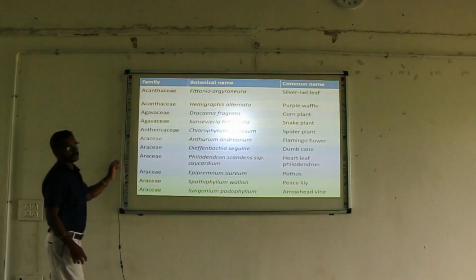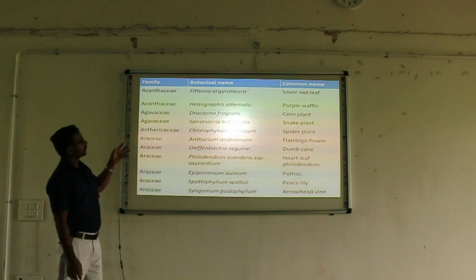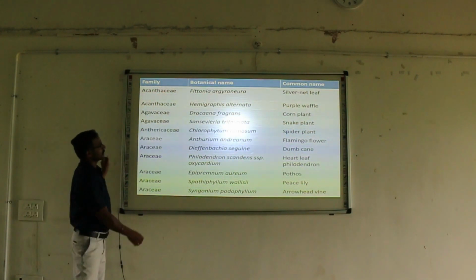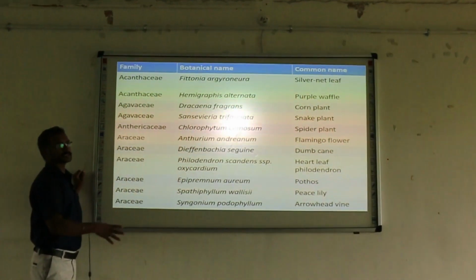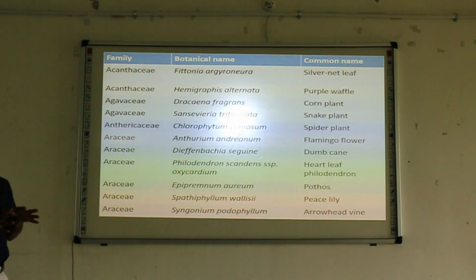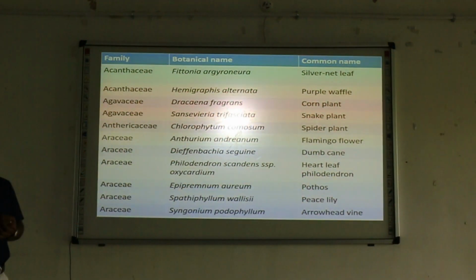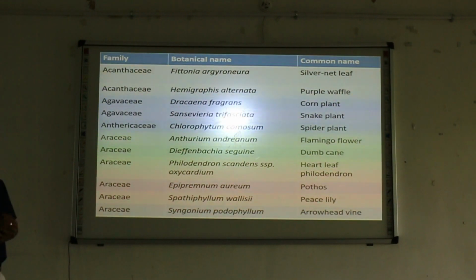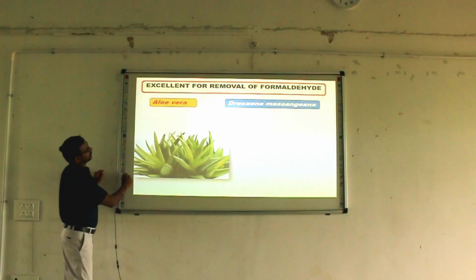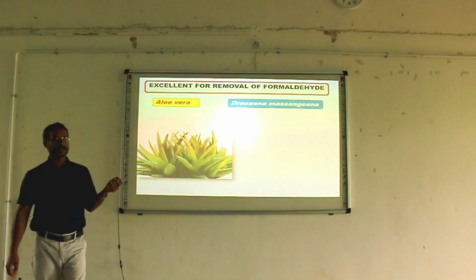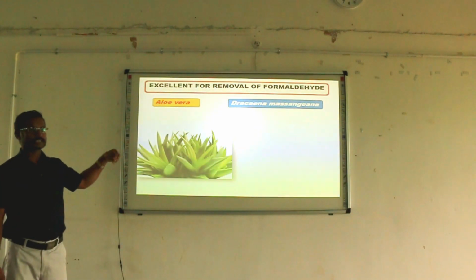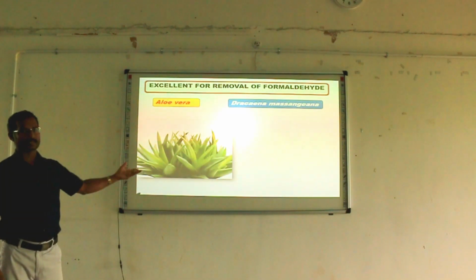Then different types of indoor plants: Fittonia, Hemigraphis, Dracaena, Sansevieria. There are so many plants, more than 100, for decoration of indoor conditions and reducing air pollution. Here we can see the plants. Aloe vera, we already know. We can consider aloe vera as a medicinal plant and as an ornamental plant.